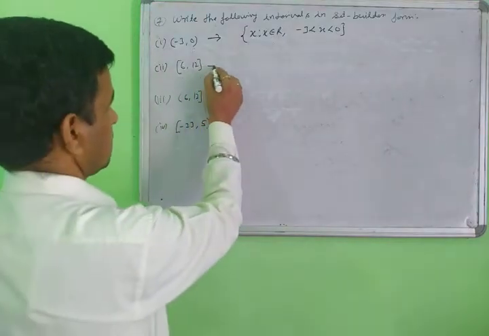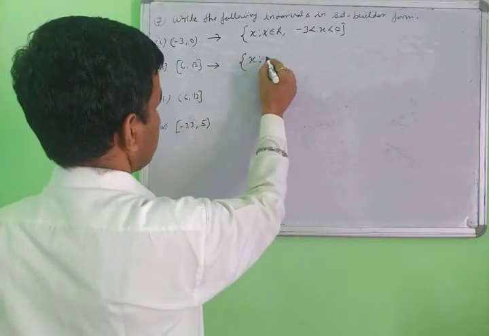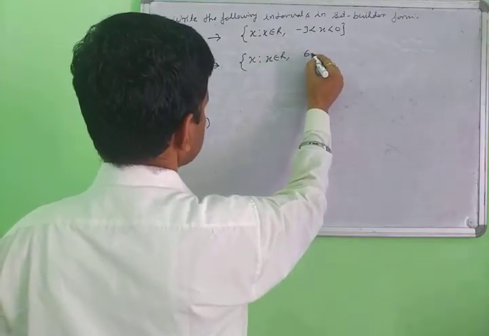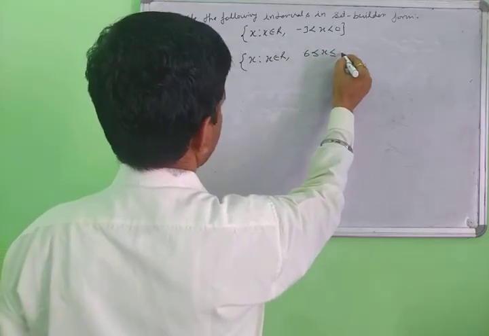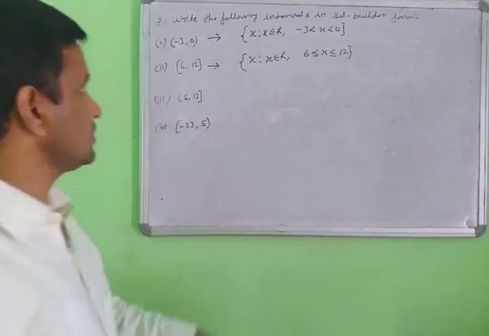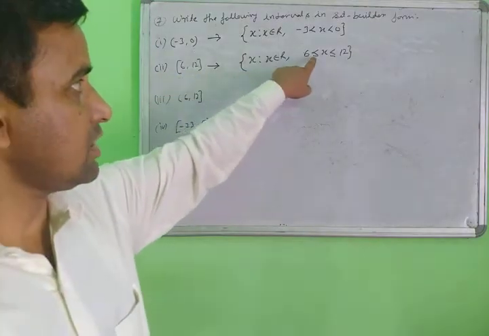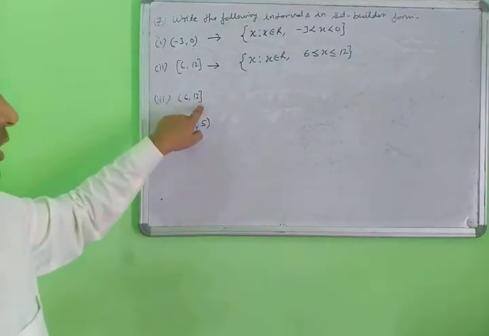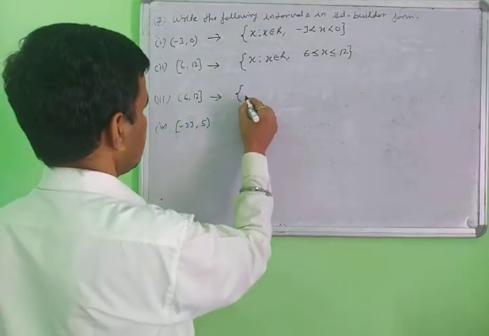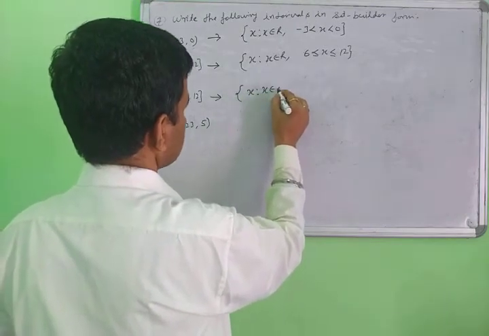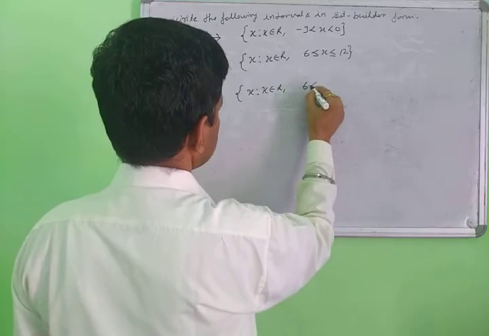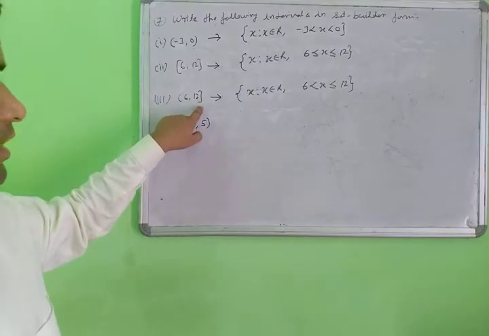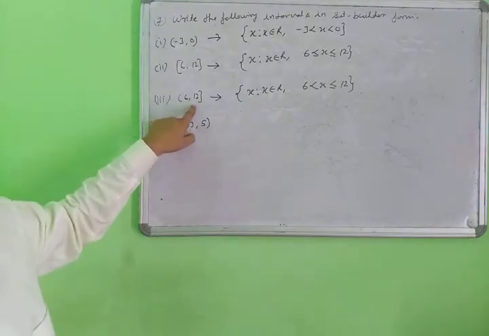Next, x such that x belongs to R, our limit here is 6 less than or equal to x less than or equal to 12. Here both are closed intervals, so we use the equal sign on both sides. And next, here open, here closed. Then how to write this? x belongs to R, 6 less than x less than or equal to 12, because here it is a closed interval, a left half open interval.